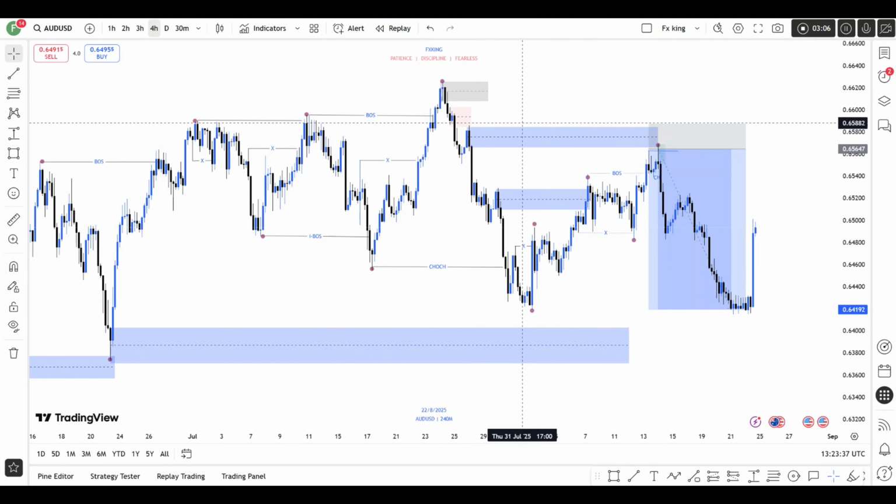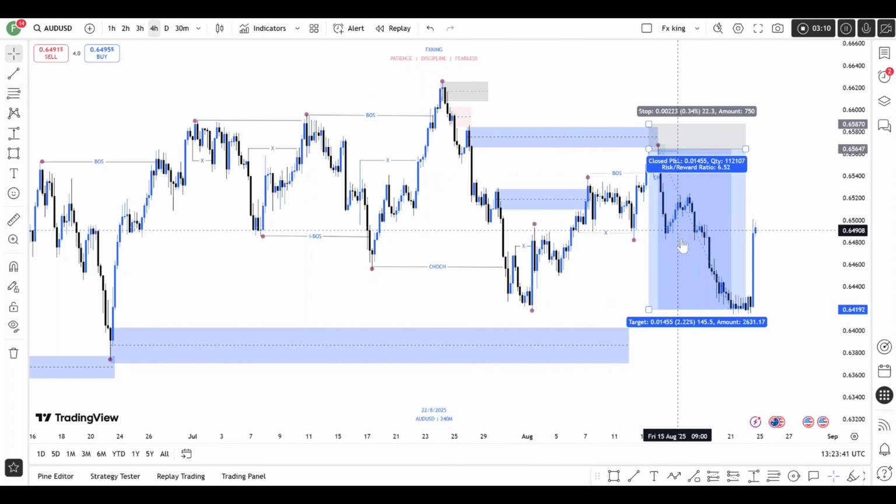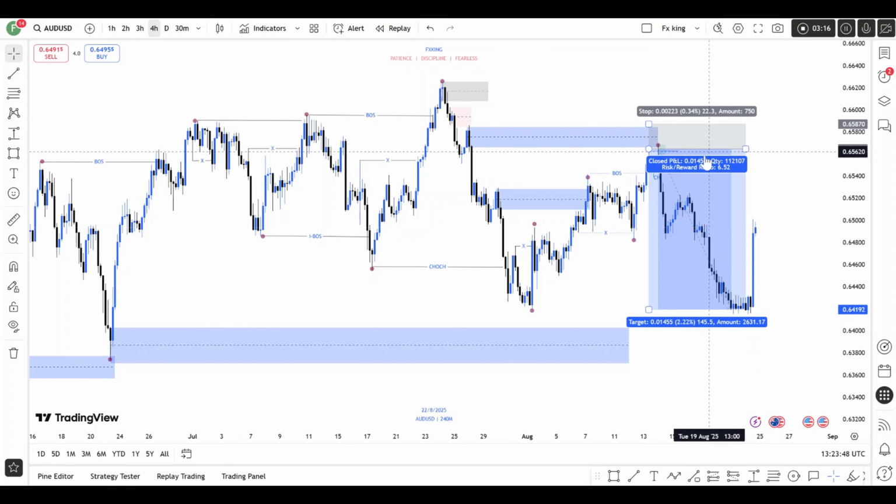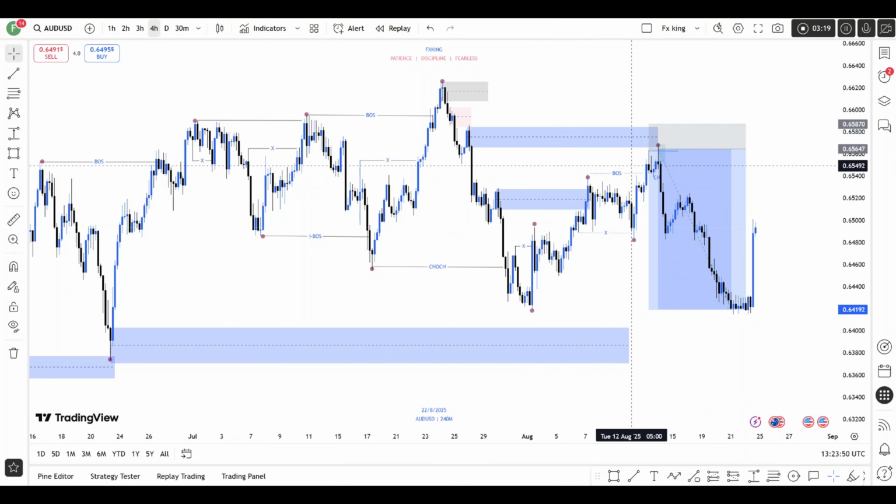When the market came back to this zone, I looked for my entry and I sold. I took an aggressive entry here after the market did this sweep, when this candle opened here. So this is the point of interest, but this is another point of interest here.